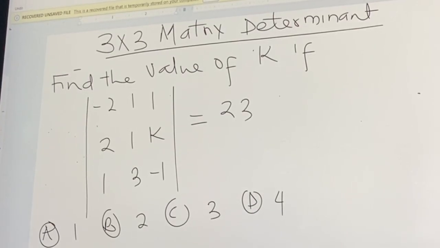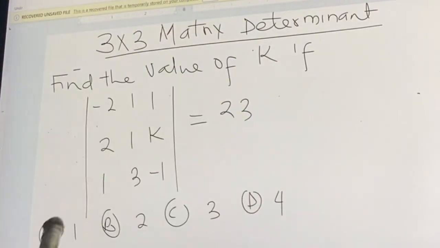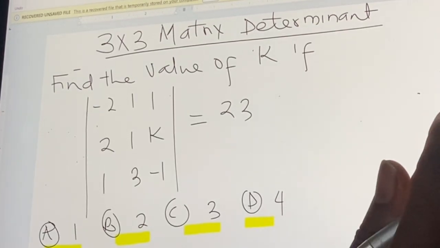They said find the value of k if matrix minus 2 1 1 2 1 k 1 3 minus 1 is equal to 23. These are the options here. A, they gave us 1, B, 2, C, 3, D 4. So let's solve this here.